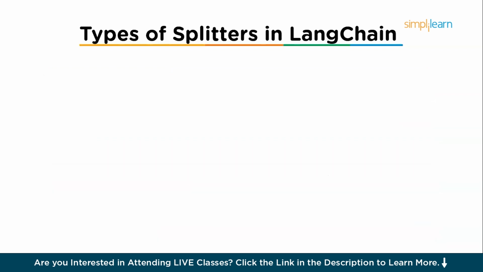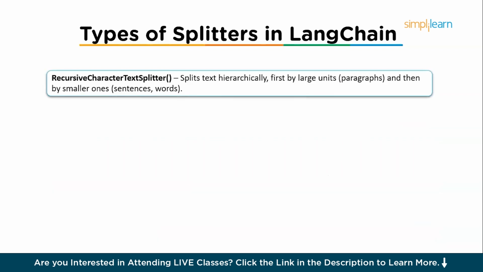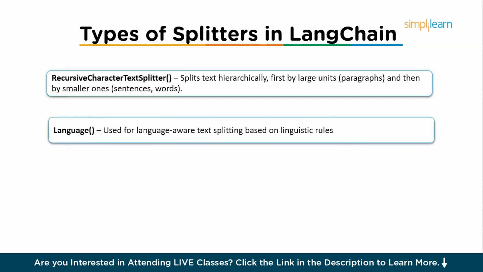Now moving on to the next, we have recursive character text splitter. It splits the text hierarchically, first by large units, that is paragraphs, and then by the smaller ones like the sentences or words. Now moving on to the next, we have language. It's used for language-aware text splitting based on the linguistic rules.